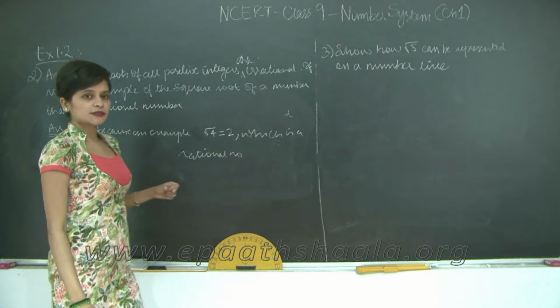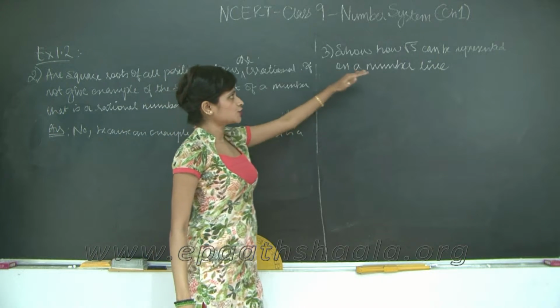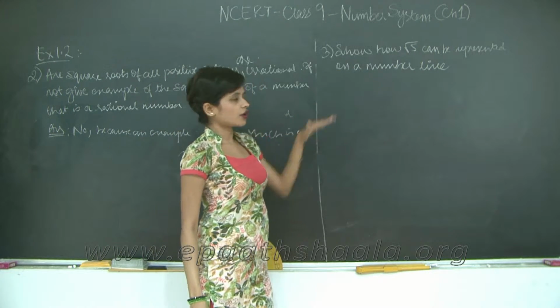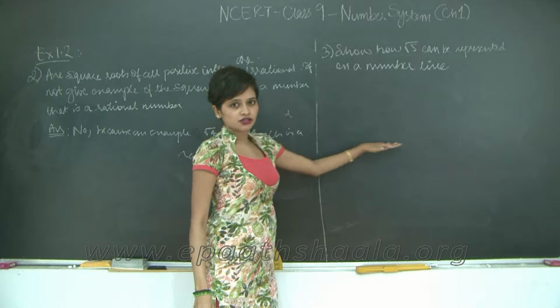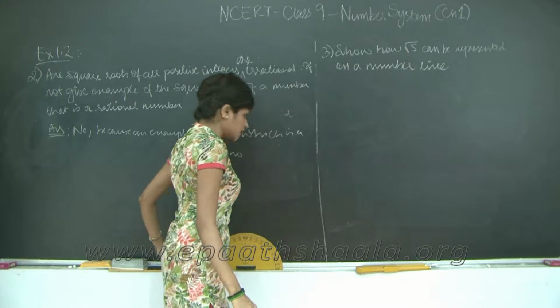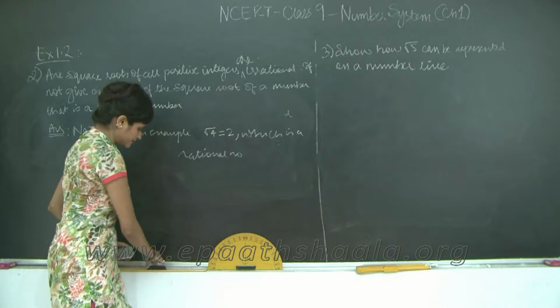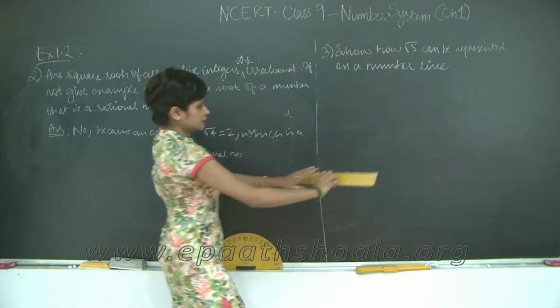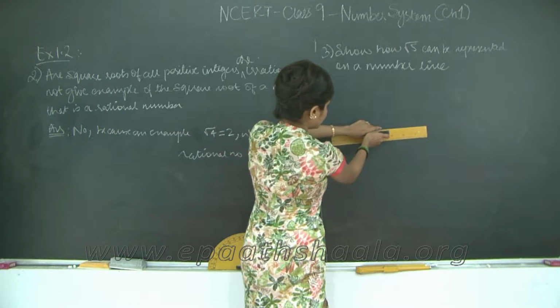Let's proceed to the third question. Show how root 5 can be represented on a number line. With this also we are going to draw a number line because we need to represent root 5. So let us go ahead and draw the number line first.